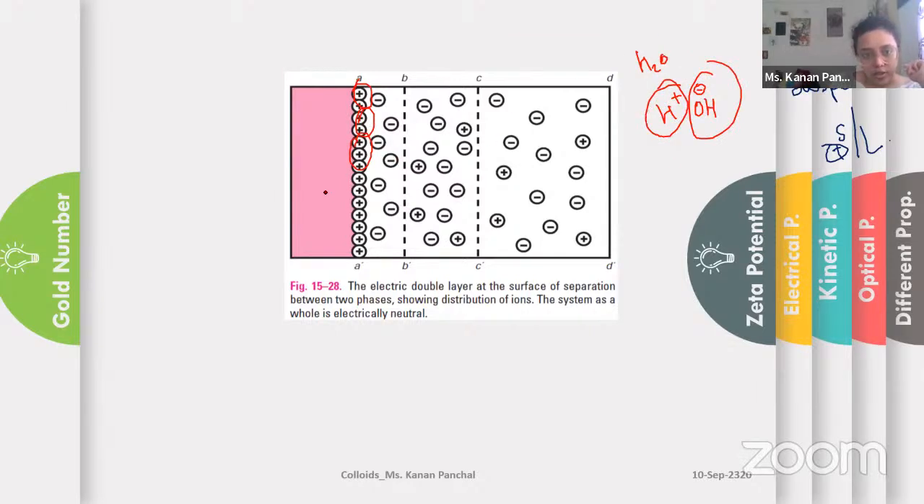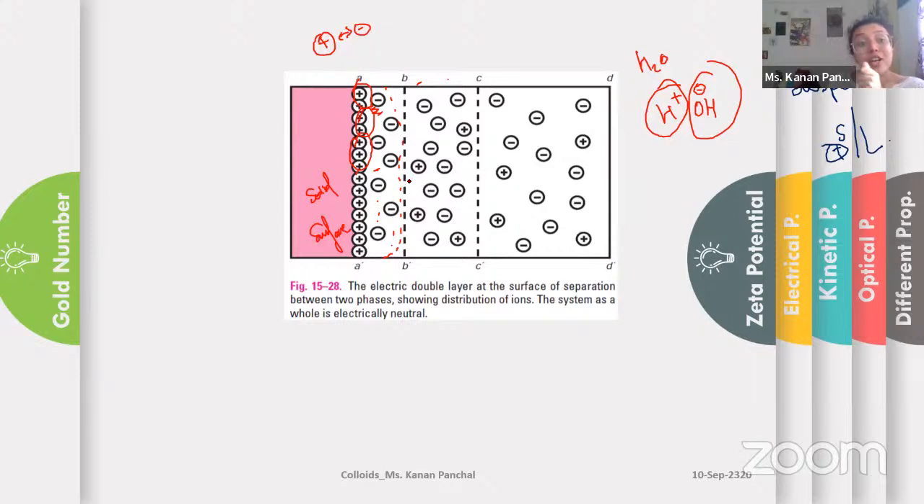So if this is your solid surface, and it is completely positive, then this region will be negative. There will be more negative ions here, a little far away from that region. And these are closely associated. There is a lot of association among themselves. Positive and negative attract, correct? So there is a very close association.